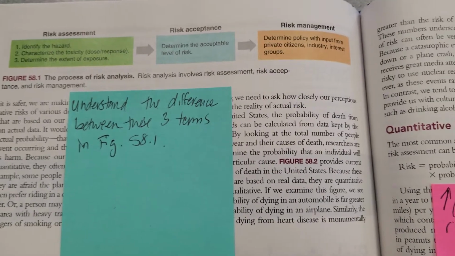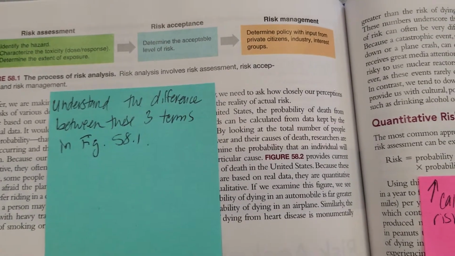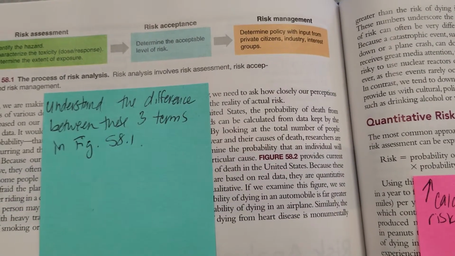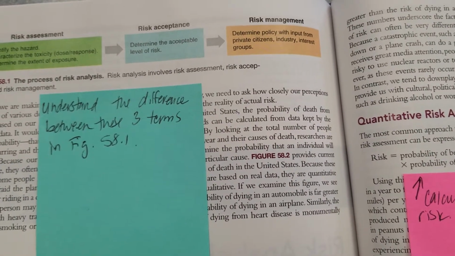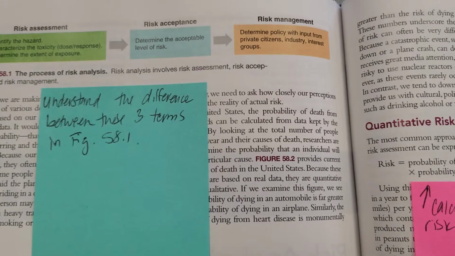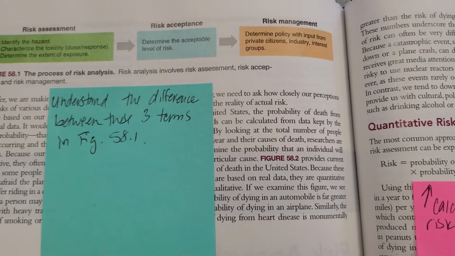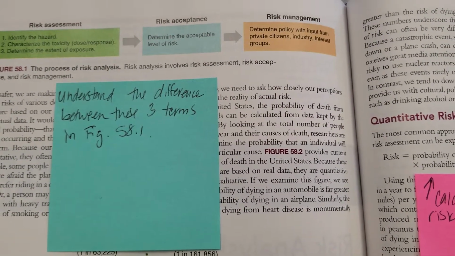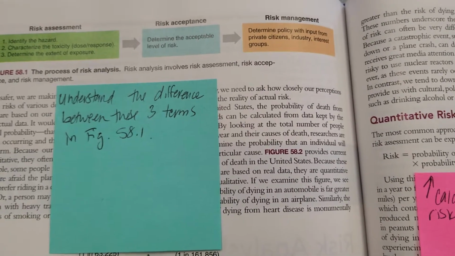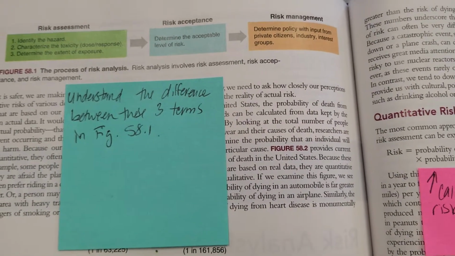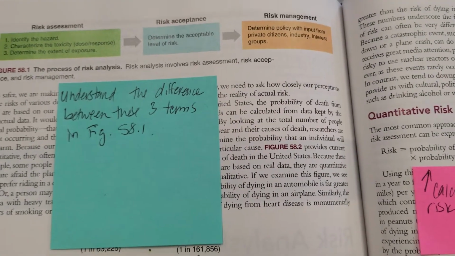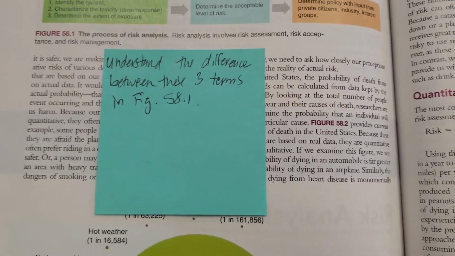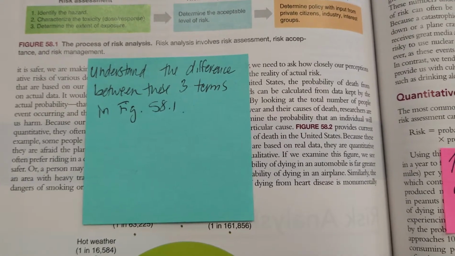And then risk management would be something that policymakers would look at. So they determine a policy from that input of risk and possibly decide, and this might be looking at chemicals in the environment, is it acceptable? Is the risk acceptable for humans to be doing it or using it? So just understand the difference between those three terms in that figure.